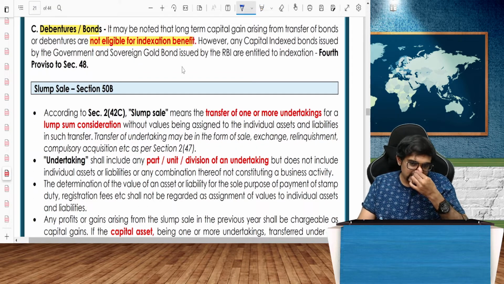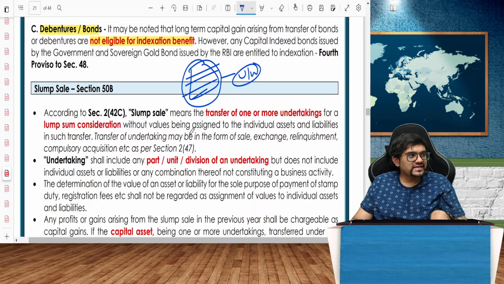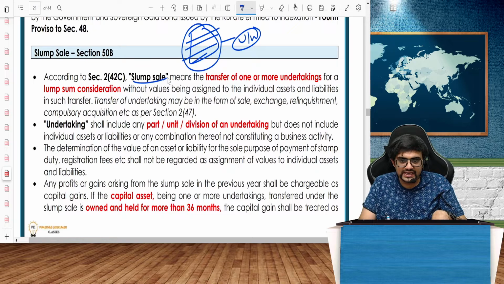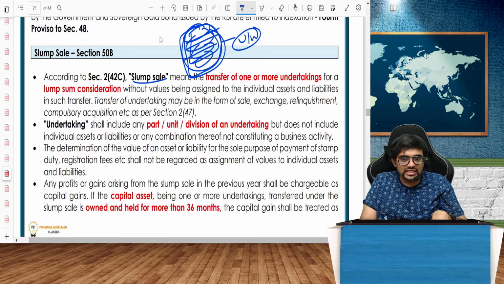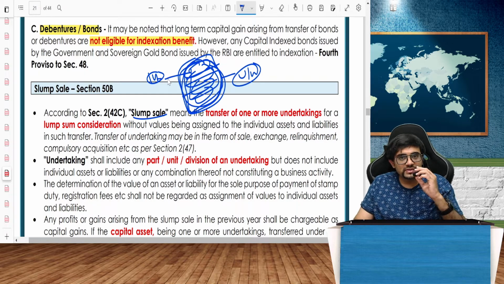Then, rather than selling asset by asset, what if I sell the entire undertaking? That is called a slump sale. In a slump sale, I will not see individual assets. I will see the full undertaking, the transfer of an entire undertaking. If this undertaking is held for more than 36 months, it is long term. One asset may have been acquired one year ago, I don't care. In a slump sale, I take the entire undertaking. If it is held for more than 36 months, long term. Less than 36 months, short term.